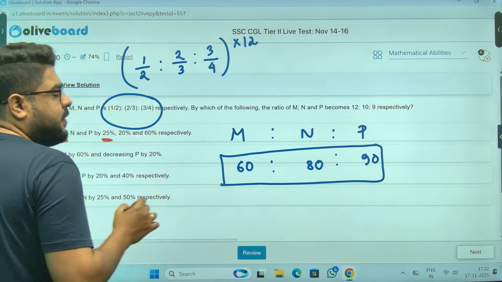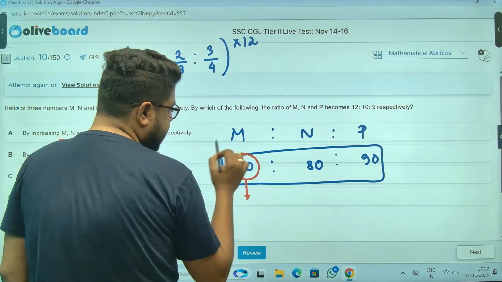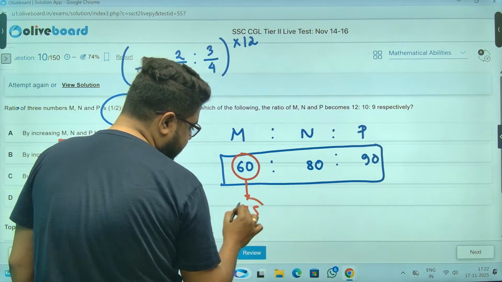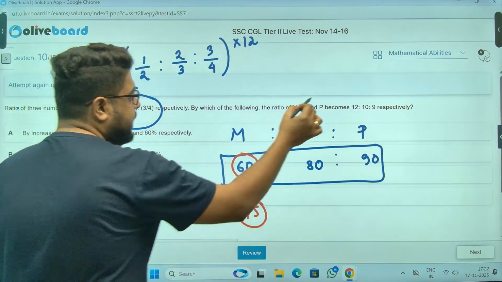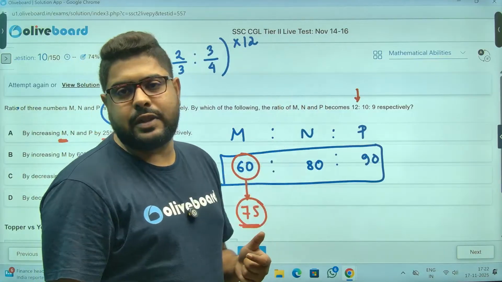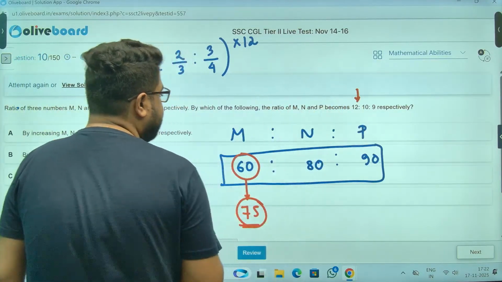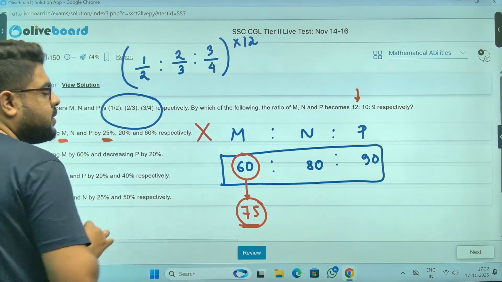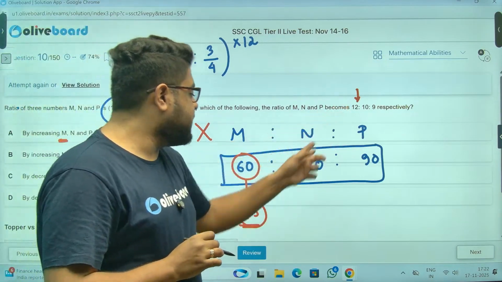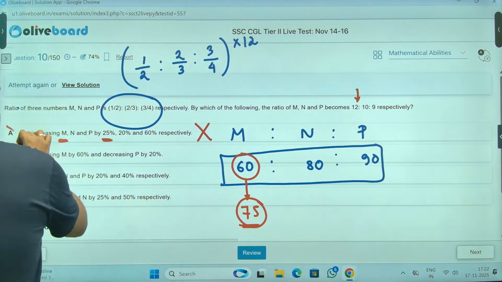Increasing M by 25%. 25% meaning 1/4. So 25% meaning 15, so it becomes 75. Now you see, I need this to become 12. So 75, is that a multiple of 12? The answer is no. So from 75, we can never get 12. This is absolutely wrong, because it is an even number, this is an odd number. 100% wrong, sir. So A cannot be the answer.